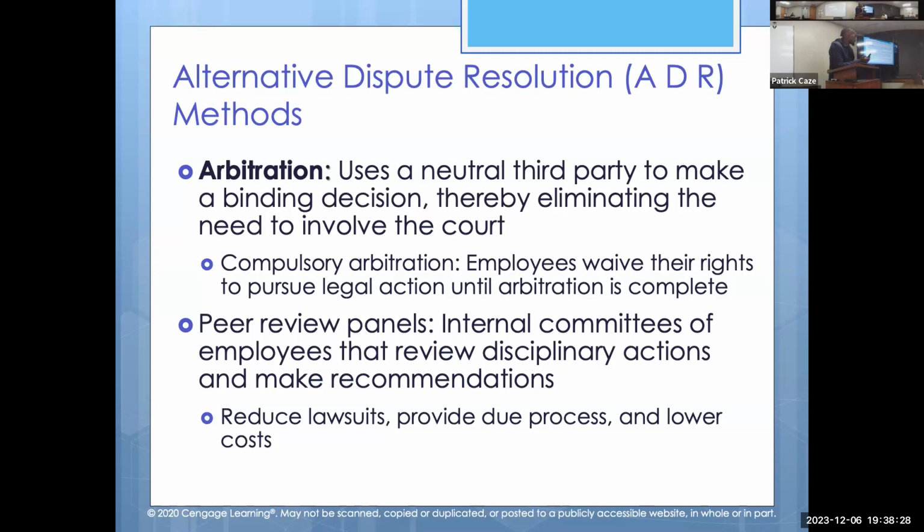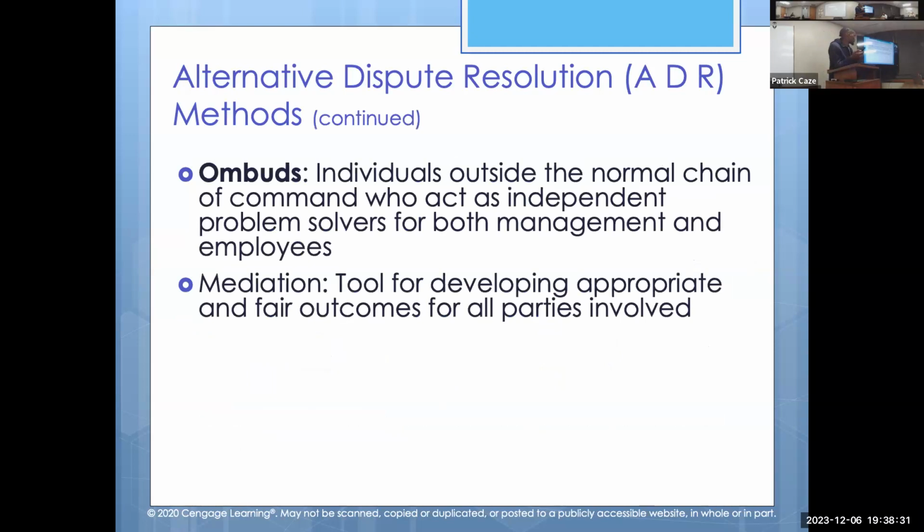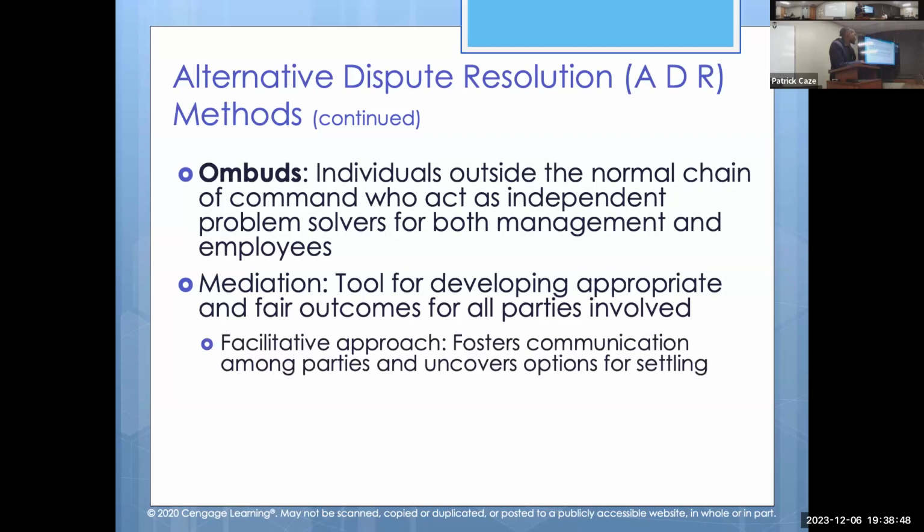There's a lot of different ADR options, ombuds, okay? Basically somebody who kind of handles things, but it's independent, right? They're kind of external, right? This is kind of that external person I was talking about, right? That comes in and kind of, all right, let me see what's going on and try to shake this thing out and make sure everything's good to go.